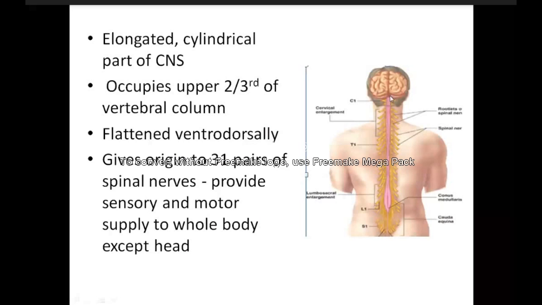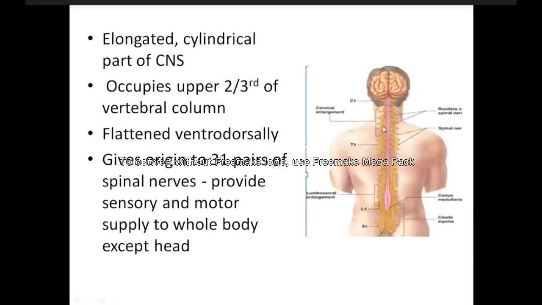Now it occupies the upper 2/3 of the vertebral column. So within the vertebral column, it occupies the upper 2/3, and it is flattened ventrodorsally, that is anteroposteriorly. And here you can see on either side, you can see the 31 pairs of spinal nerves. So the spinal cord provides origin to 31 pairs of spinal nerves.